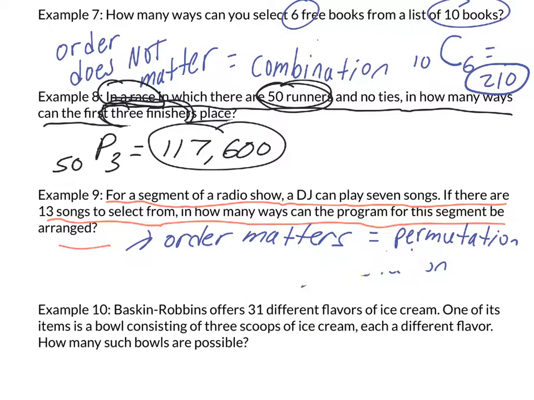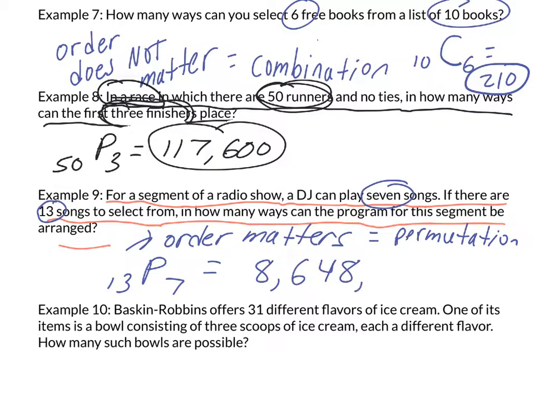Once we have that part done, that's the hardest part. Now we just got to get it in the calculator. Bigger number, we always type in first. It's 13. Permutation, that DJ is going to play 7 out of the 13 songs. So 13 permutation 7. It is a ginormous answer. If you put it into the calculator, you're going to get 8,648,640 different lineups for the final answer.